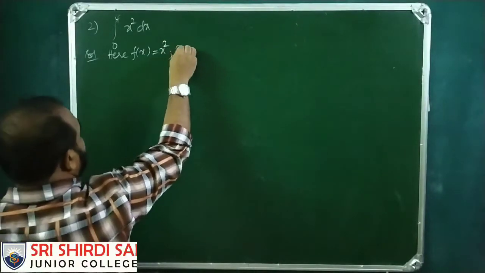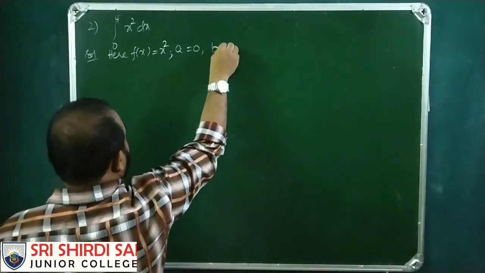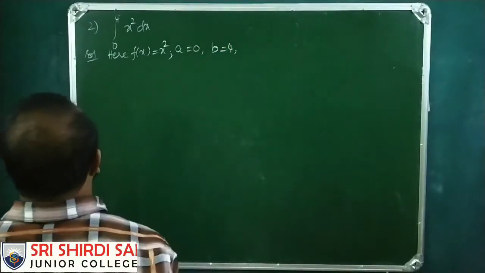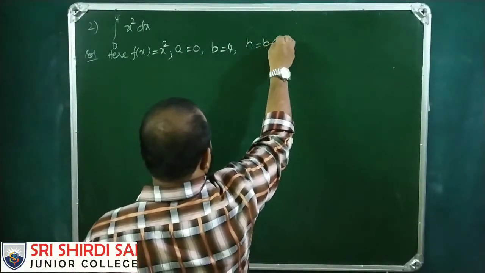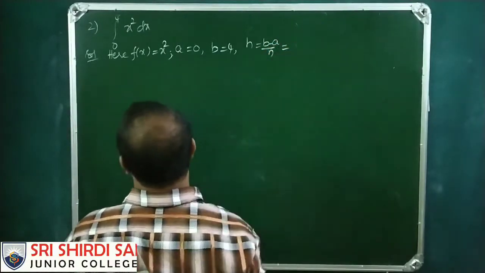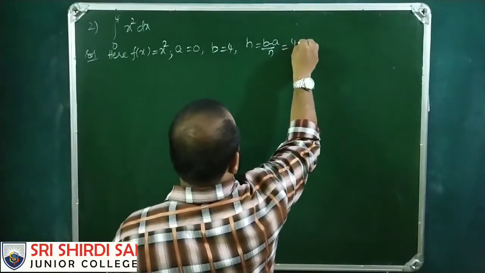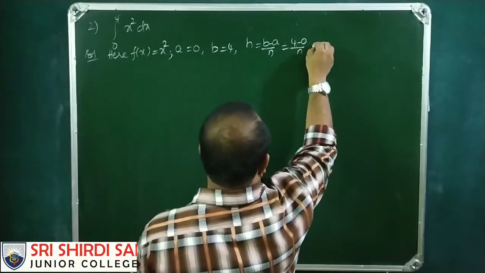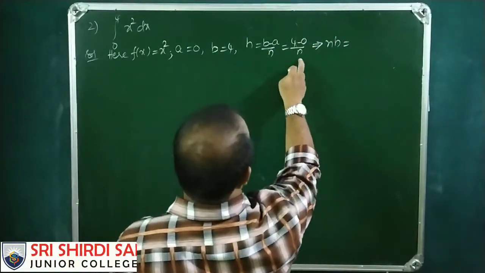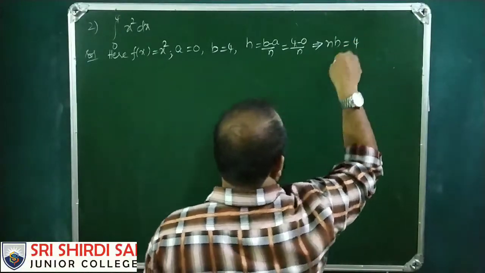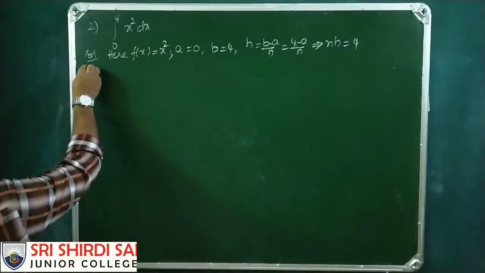Lower limit a equals 0. Upper limit b equals 4. And h equals (b minus a) by n, which is (4 minus 0) by n. That implies nh equals 4.